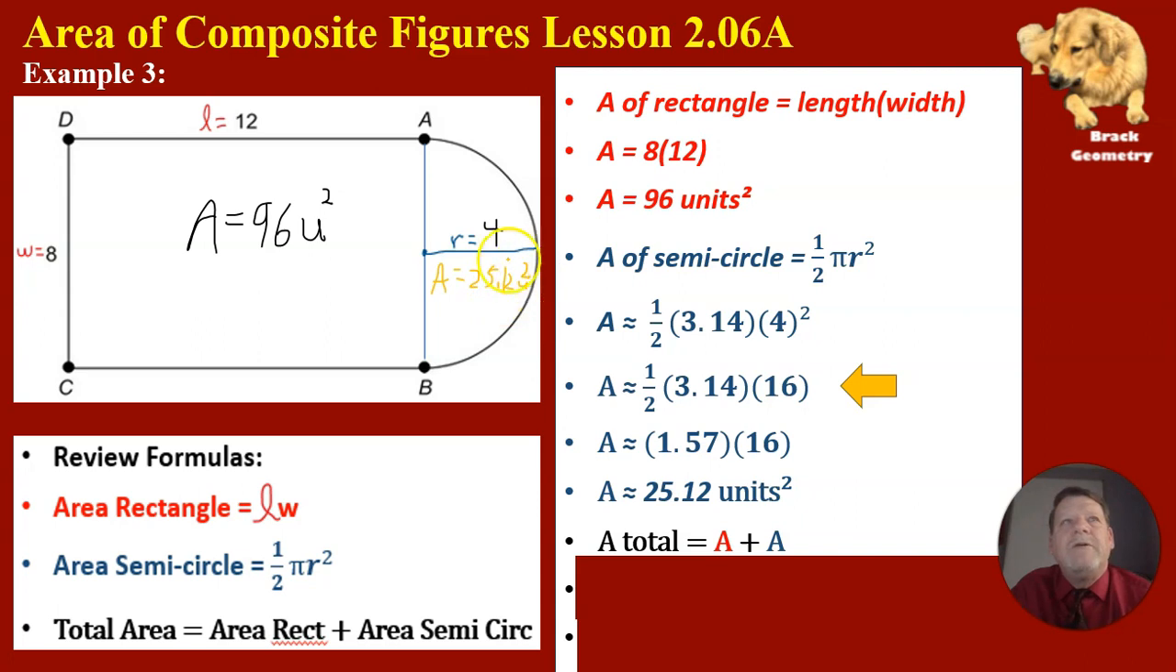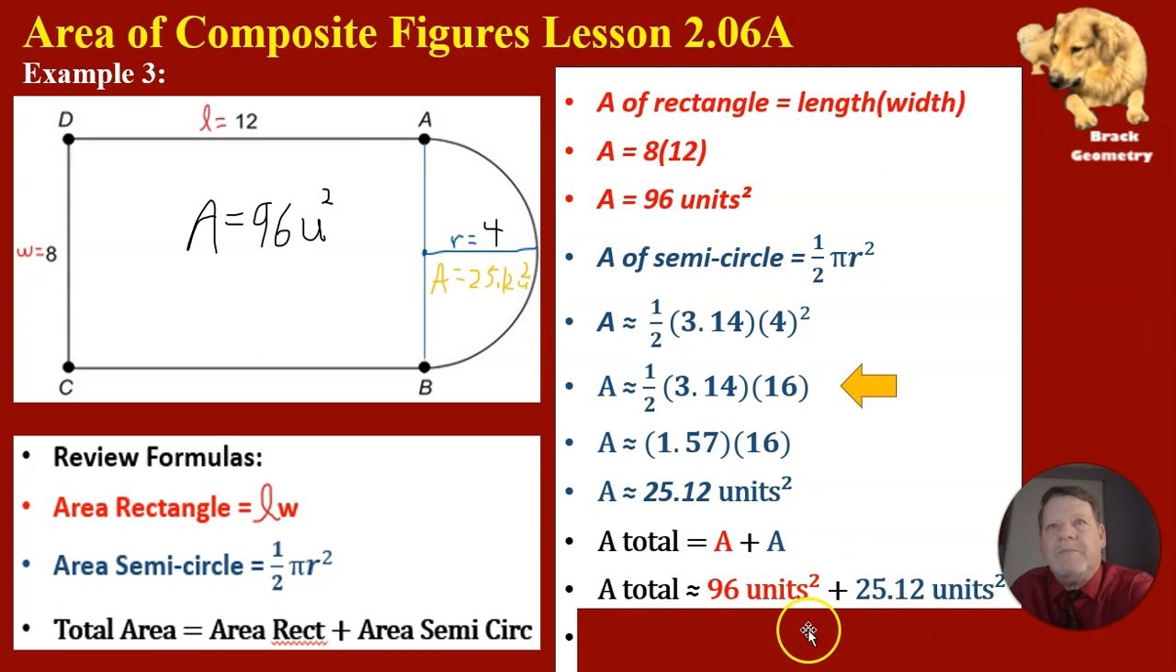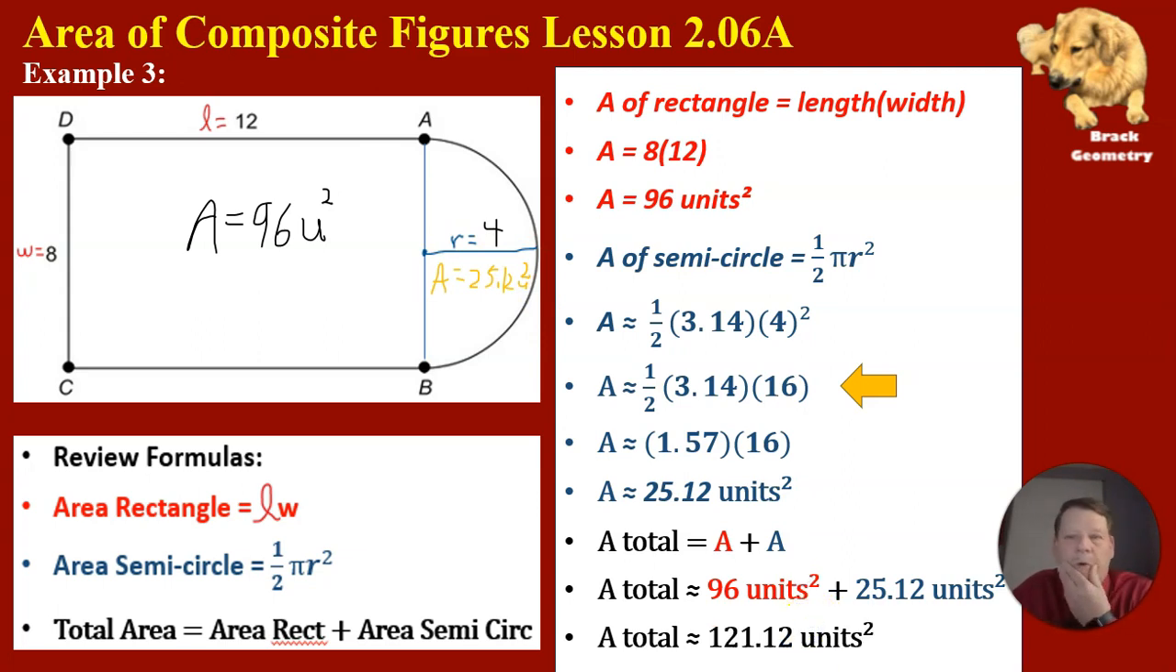And then to find the composite area, you just add to get 121.12. So these are the examples.